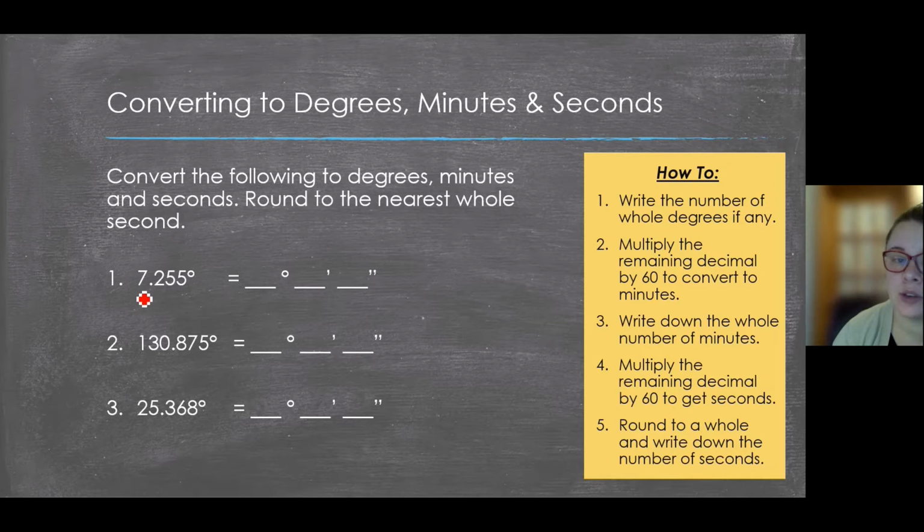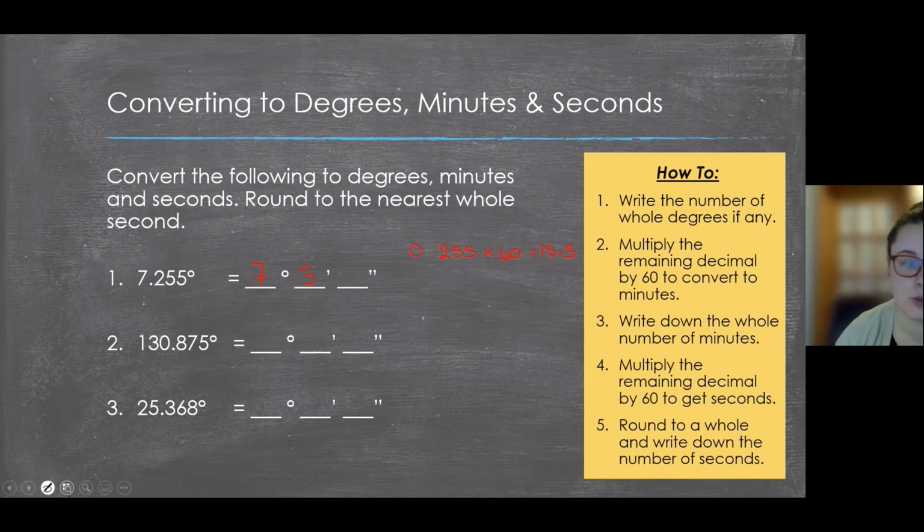So this one, you have 7 degrees, 0.255. So we know we have 7 whole degrees, so we fill that number in. Then we start with our decimal, 0.255. So that's the parts of a degree, and we're going to multiply it by 60. This will give us how many minutes? So 0.255 times 60 gives us 15.3.